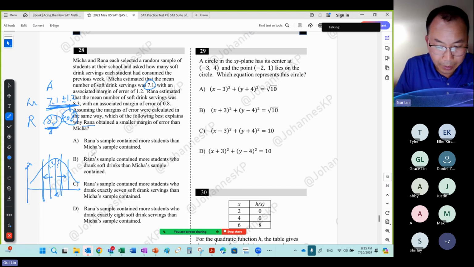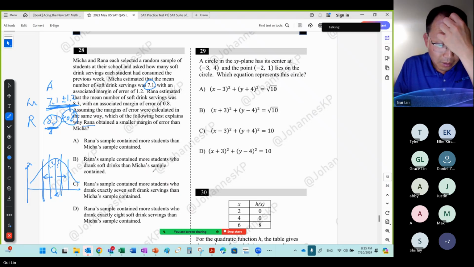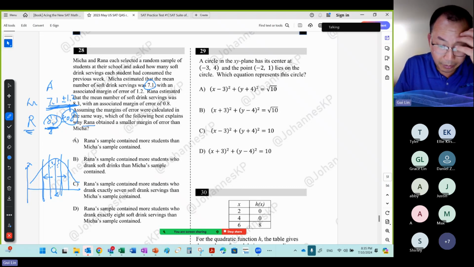Let's read the options here. A, Rana's random sample obtained more students than Mitra's. Who knows? Because they didn't tell how many people were actually selected. Maybe right, maybe not. So this is questionable. B, Rana's random sample contained more students who drank soft drinks than Mitra's. Rana's is most close to 8.3, so the majority of people actually drink more. Right, looks like this is correct.